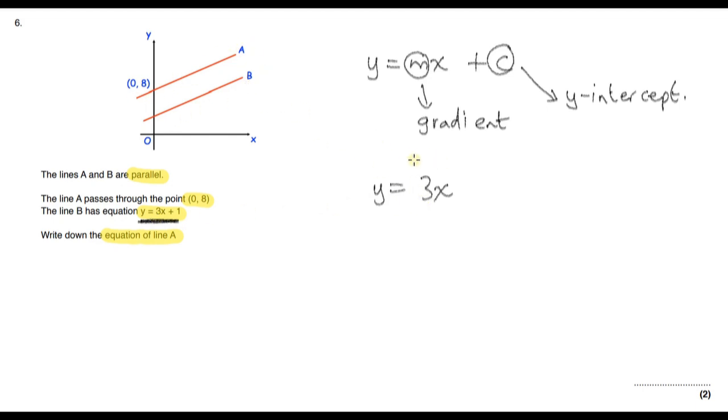Now we just need to work out what the y-intercept is. And that's quite nice because we're told that it passes through the point 0, 8, which is the y-intercept. Anything with a 0 as the x value will be the y-intercept. So we can see that it passes through where y equals 8. So it's going to be y equals 3x plus 8. And that is our equation. So I'm going to write it down here. Y equals 3x plus 8.